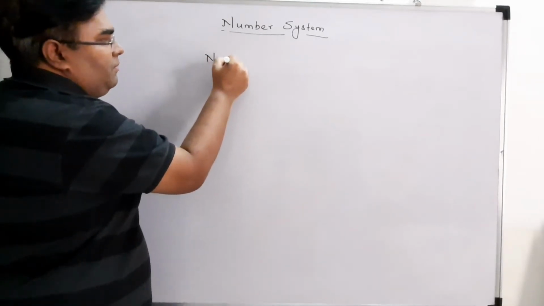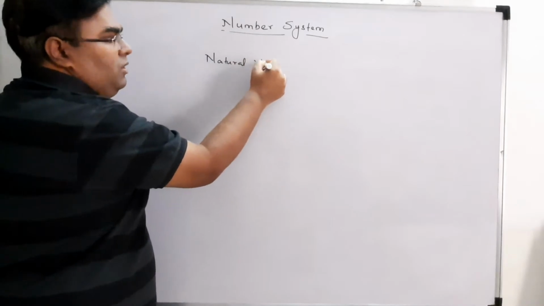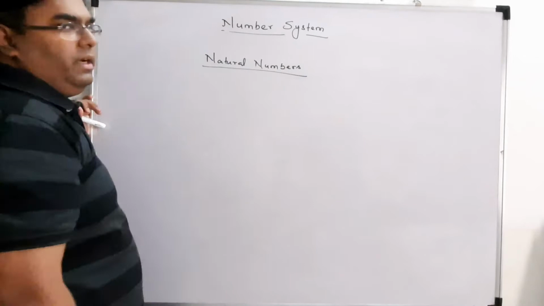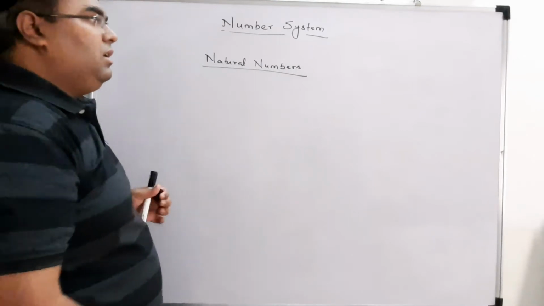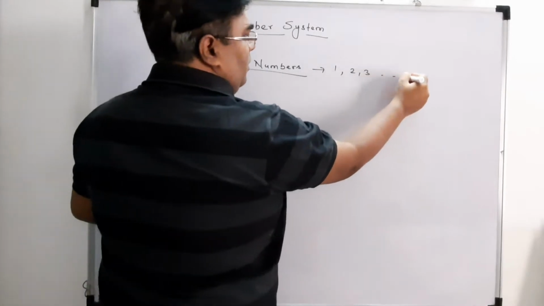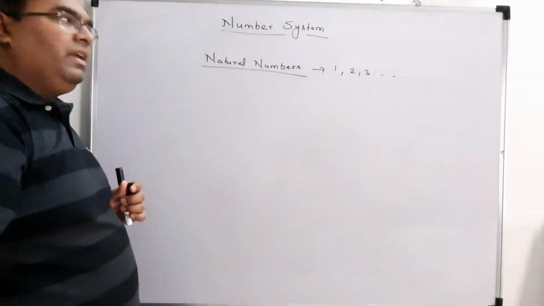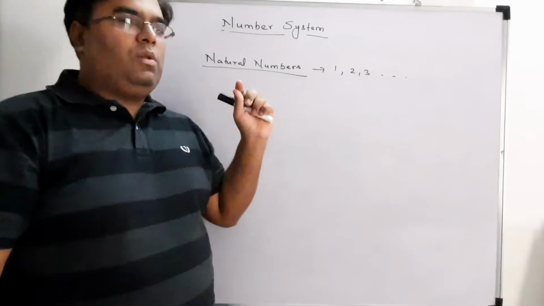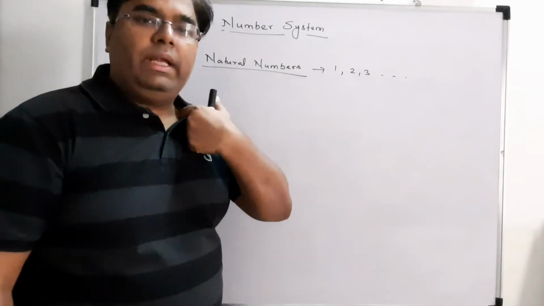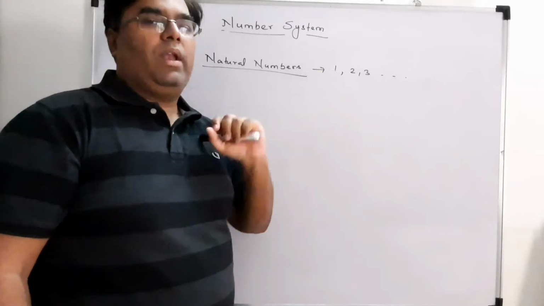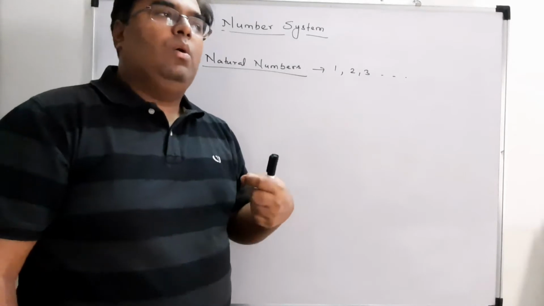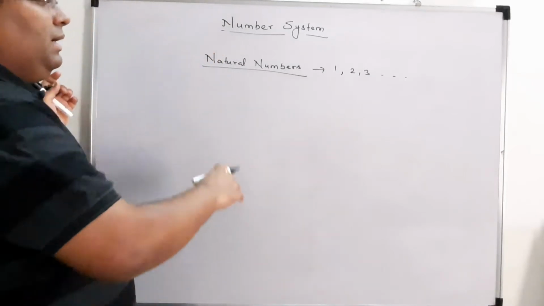Natural numbers, right? These numbers are what? They start from 1, 2, 3 and go till infinity. So basically these are also called my counting numbers because our counting starts from 1. Whenever you are asked to count anything, you start with 1. So this is my natural number.